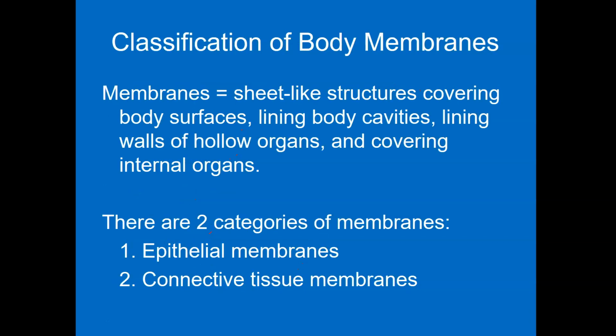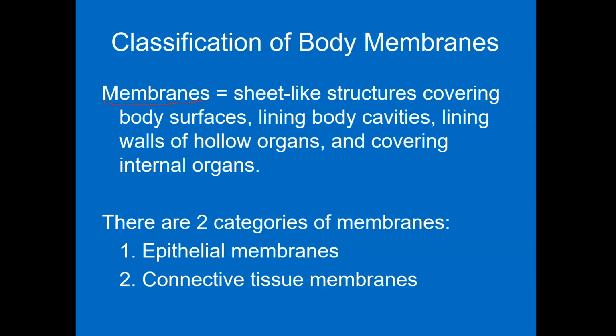So let's move on. What are membranes? Membranes are structures that are made out of cells that are lined up in sheets. And in this case, membranes are covering body surfaces. Keep in mind that a surface can be on the outside of the body or lining the internal cavity of, say, the heart or the lumen of the digestive tract. So membranes are linings and coverings.